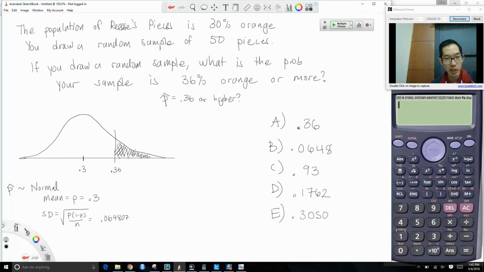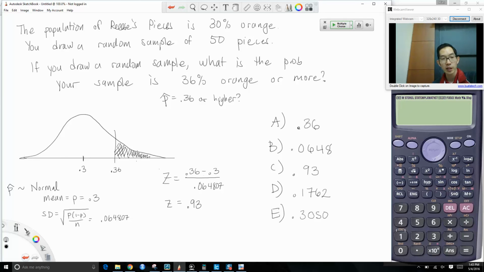But whenever we have a problem like this, what's our first step going to be? We find the z-score. So we're going to do z is equal to 0.36 minus 0.3 divided by 0.064807 or something like that, okay? And when I did that, I got a z equal to 0.93 after rounding, okay? Is that what we got?